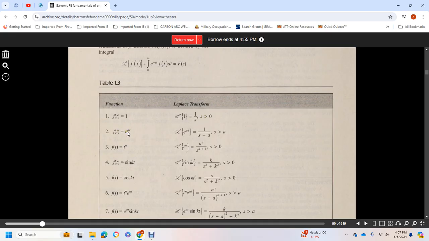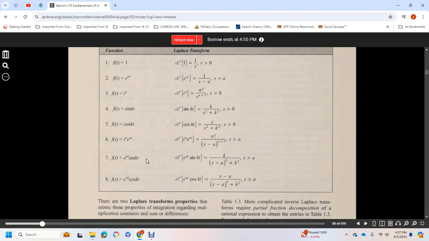Function f(t) equal to e to the at. The Laplace transform of e to the at is equal to 1 over s minus a, for s greater than a. Function f(t) equal to t to the n, where the Laplace transform of t to the n equals n factorial over s to the n plus 1, for s greater than 0.